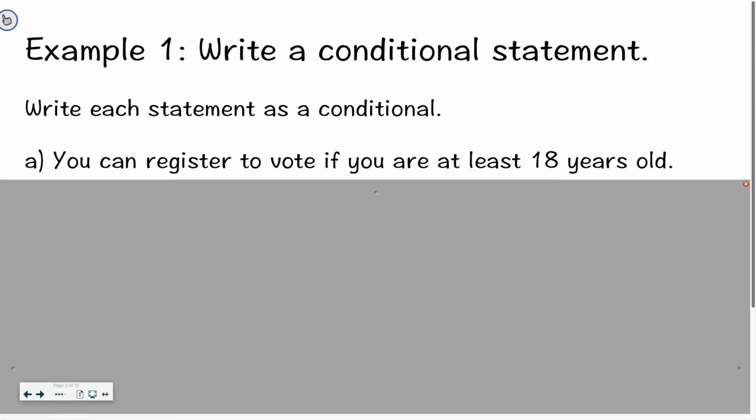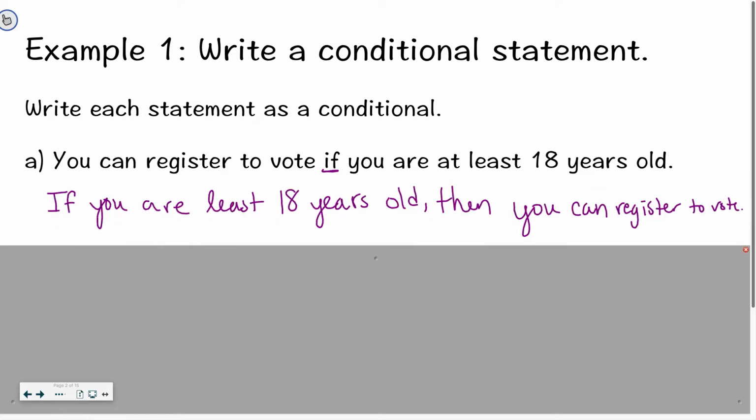All right, so example 1, write a conditional statement. Letter A: you can register to vote if you are at least 18 years old. In order to write a conditional statement, you want to start with that if statement. In this one, you're lucky, they already have the word if in their sentence. So all you have to do is write whatever follows the word if first. So if you are at least 18 years old, then you can register to vote. Done. That's all it's asking you to do.